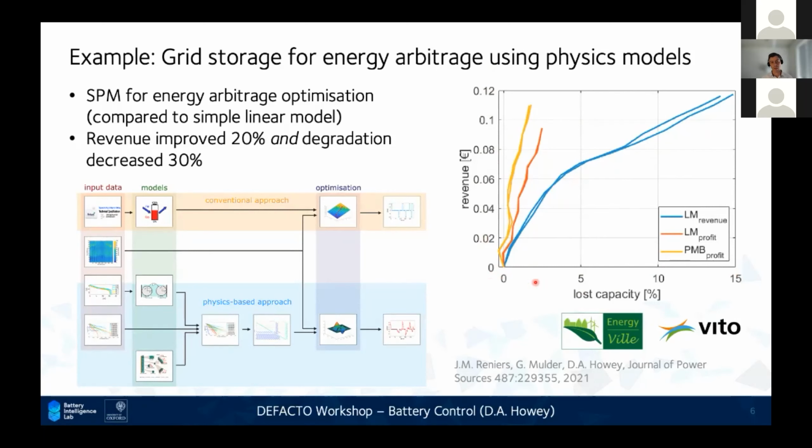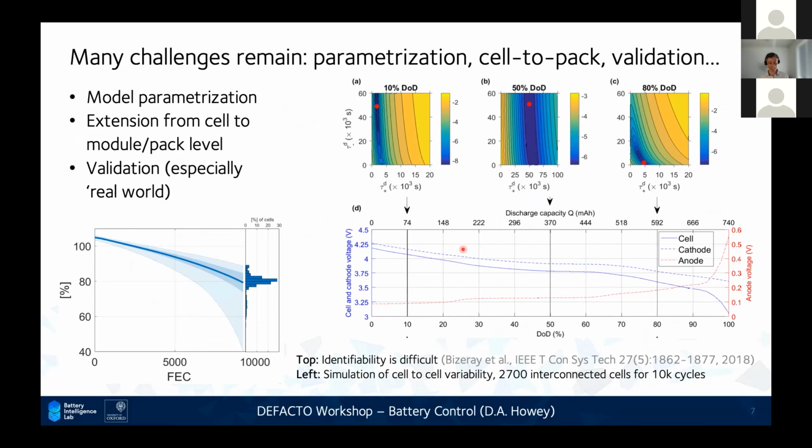So what's interesting here is that going to the physics-based model, which is the yellow curve, actually we end up with a different gradient. So in other words, we can generate more revenue or more profit really for less degradation. So there isn't so much of a trade-off between revenue and cycles. For example, we actually go onto a different curve. So I think that's quite exciting because this shows that these physics-based models really have some promise for control. But there's still lots of challenges, and that's my final slide.